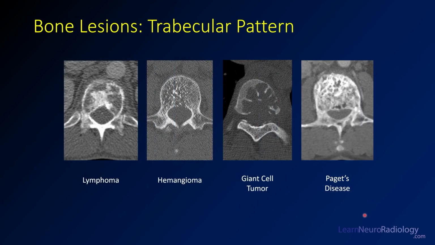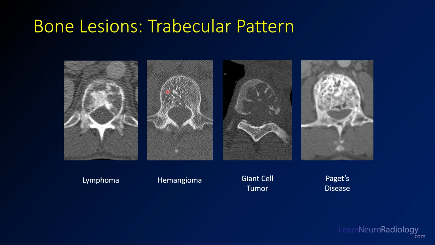Now, when you do have a bone lesion, you might think about different kinds of patterns of calcification and bone destruction. Here are a couple of examples which may help you through that. This is the case of lymphoma that we just saw. You see heterogeneous patchy areas of lytic destruction, maybe some sclerosis.